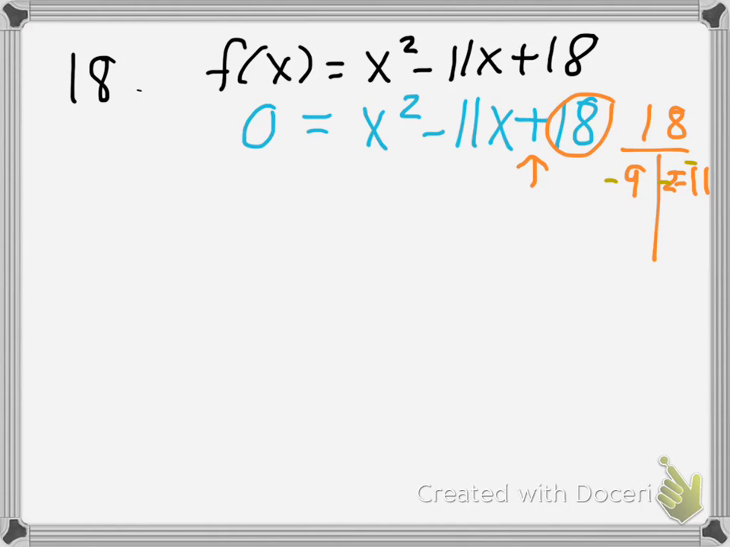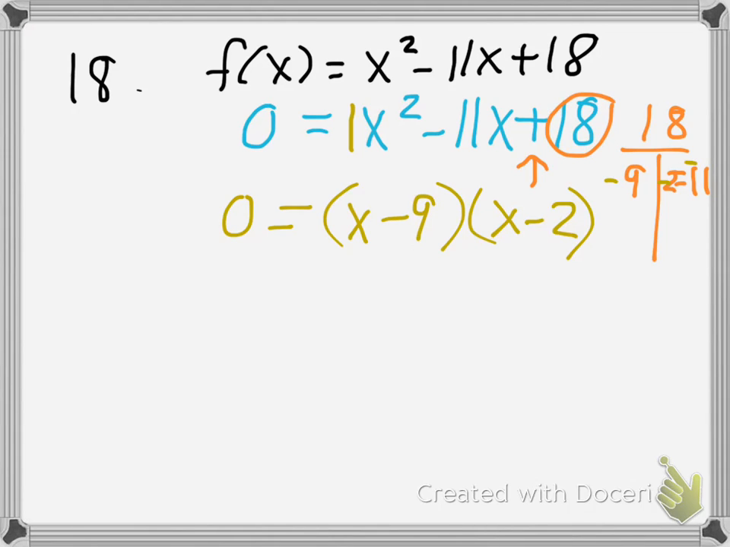So I'm ready to write my two factors because this is a 1 in front of the x squared. You don't have to do grouping, although you'll get the same answer if you do grouping. So my two factors are x minus 9, x minus 2. And remember, you can always check your factored form by distributing the two binomials back to the expanded form.